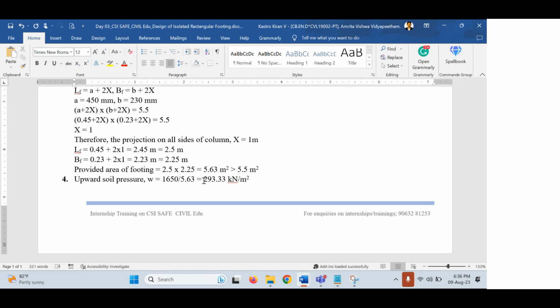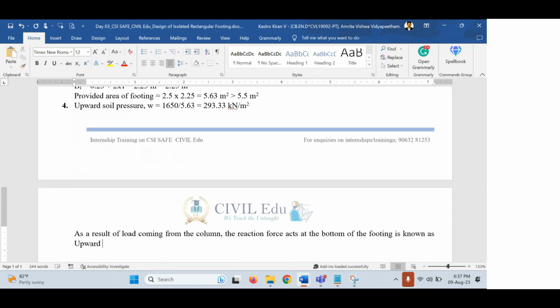Okay, how to define this upward soil pressure? As a result of load coming from the column, the reaction force that acts at the bottom of the footing is known as upward soil pressure. So that's how you can define the upward soil pressure. I hope it is clear what is meant by upward soil pressure.